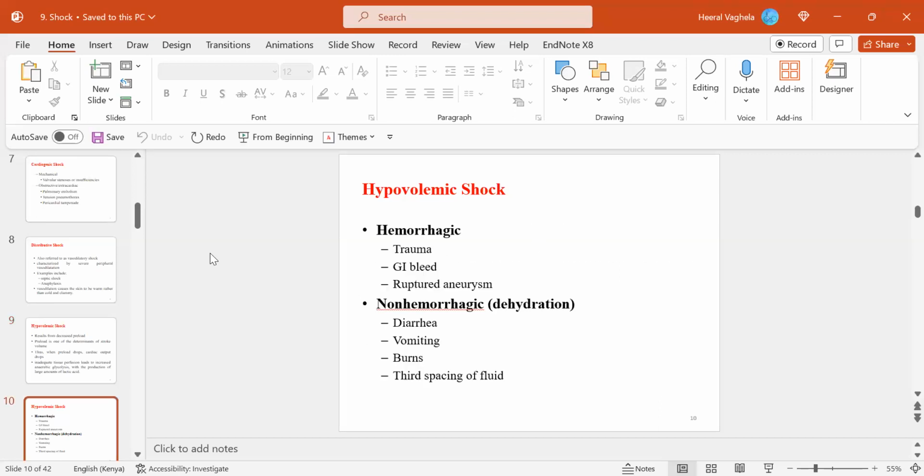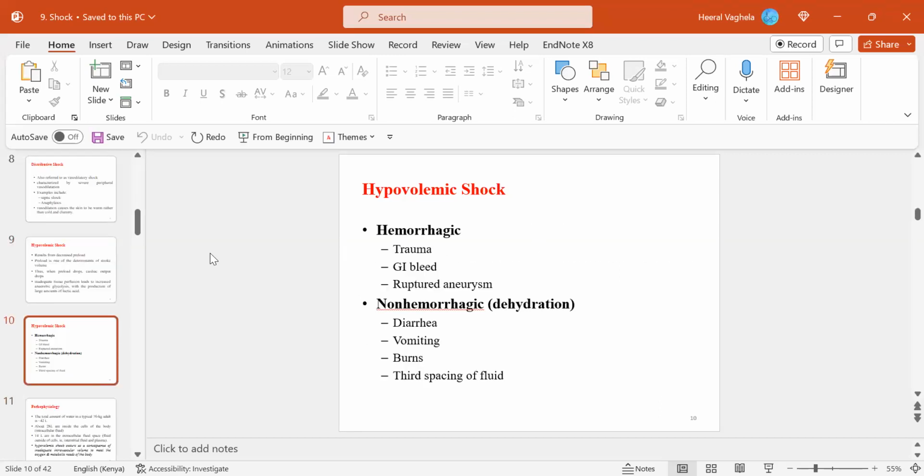So hypovolemic can be hemorrhagic and non-hemorrhagic. Hemorrhagic because of trauma or a GI bleed or ruptured aneurysm. Non-hemorrhagic shock because of dehydration, either from diarrhea, vomiting, burns, or third spacing of volume. Third spacing of volume is when that plasma or that fluid moves into between your blood vessel and your cells, so in the interstitial space.